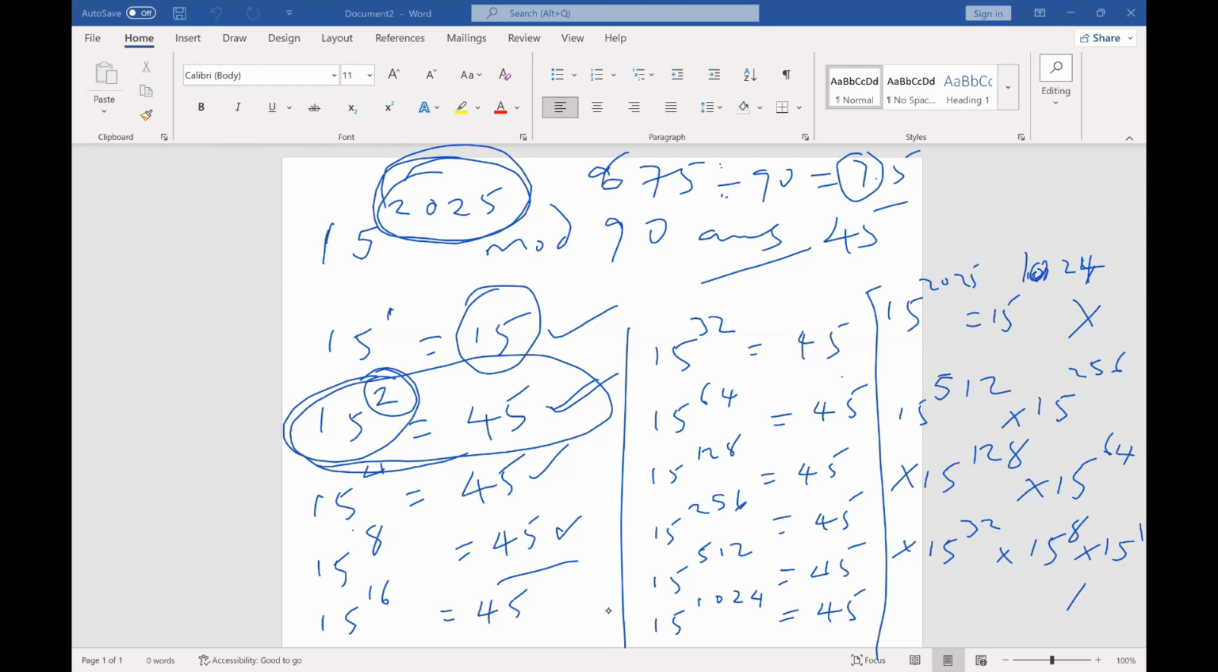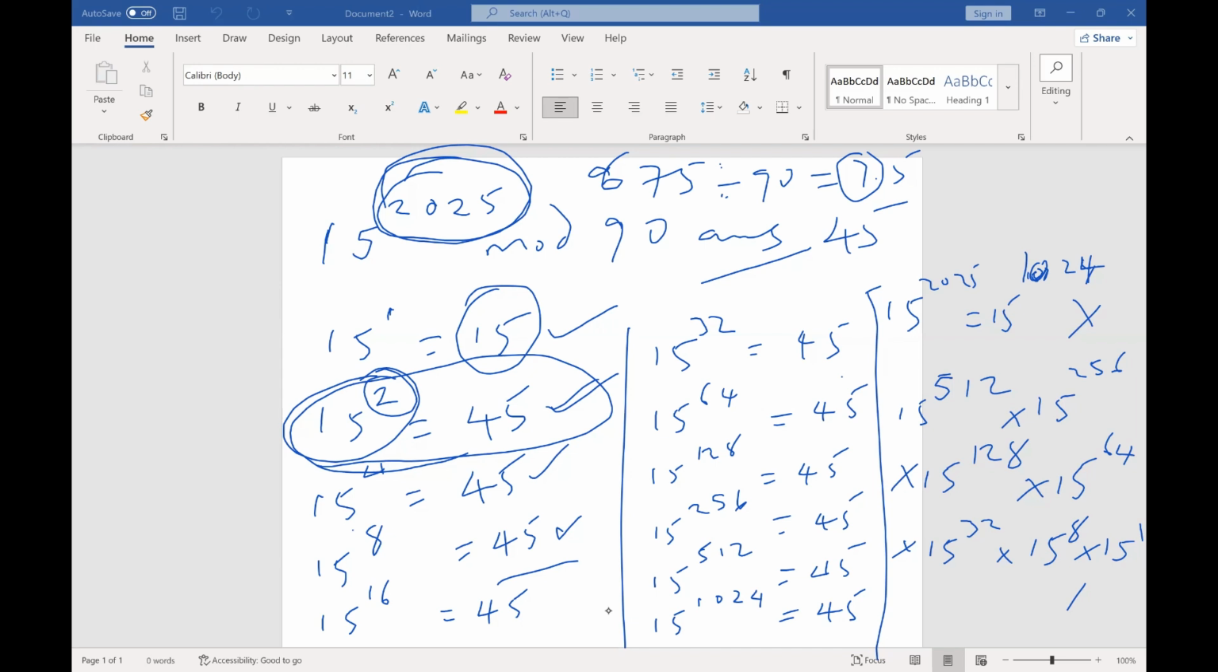It's good to confirm those powers: 1024 plus 512 plus 256, 128, 64, 32, plus 8, plus 1. Yeah, we have 2025. So our power is okay.